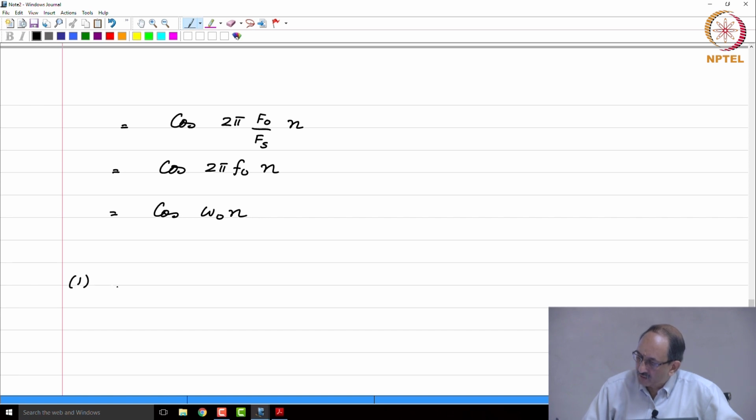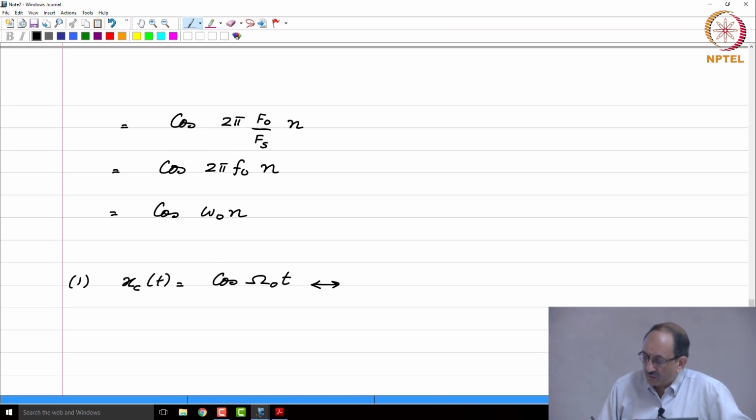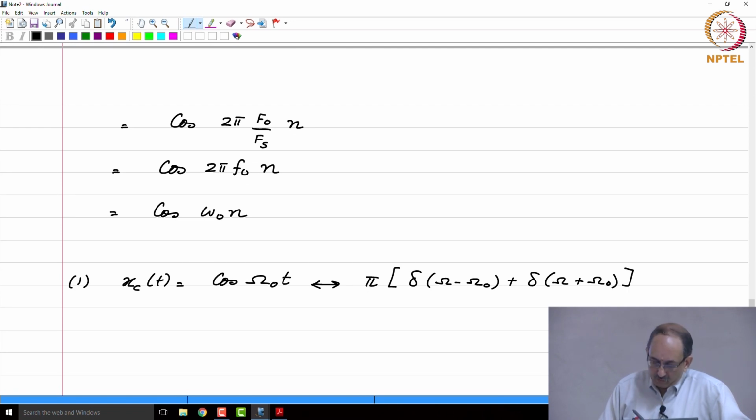So, as a first example, we will take x c of t to be cos omega naught t. This has continuous time Fourier transform pi times delta omega minus omega naught plus delta omega plus omega naught. This is the continuous time Fourier transform x c of cap omega.